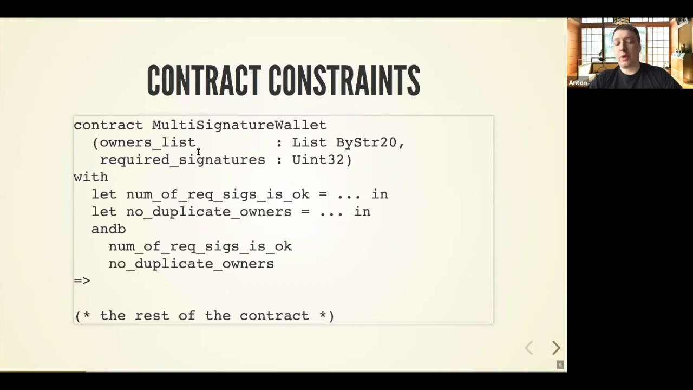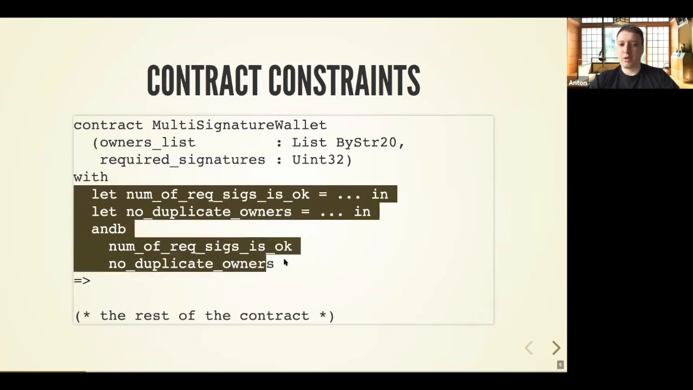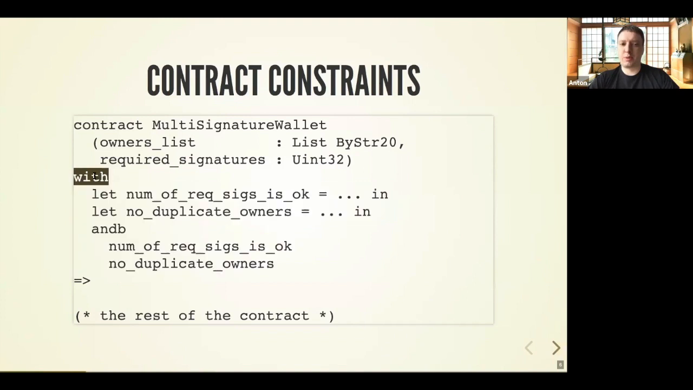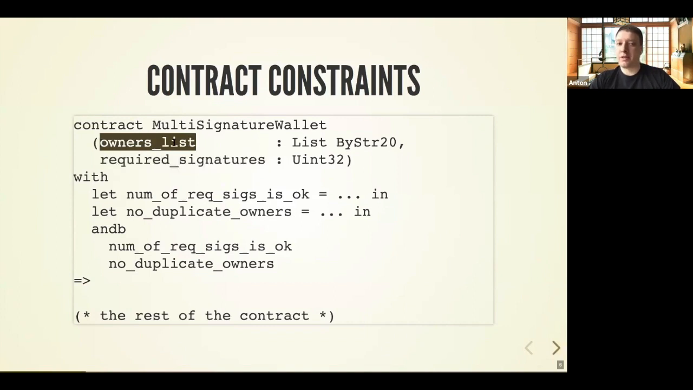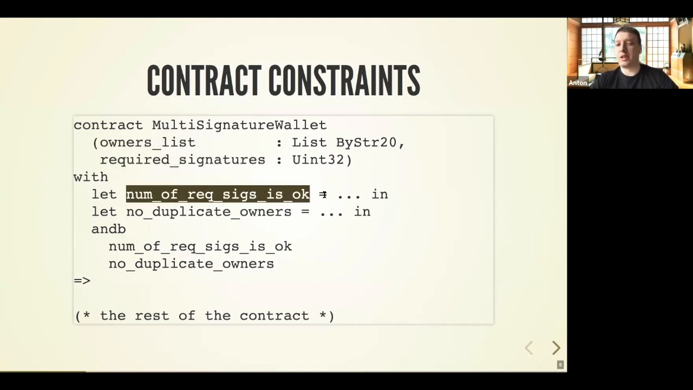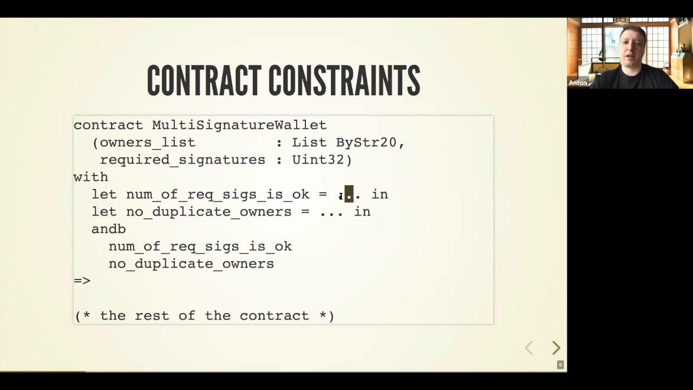To circumvent this, you can put a CIL expression over here. We have this special syntax between with and the double arrow. You put a CIL expression, which is basically a Boolean, and you say something like, okay, the number of required signatures is okay, which means it's within certain limits. For example, you definitely want the number of required signatures to be greater than 0. And you also want the same thing to be less than or equal to the length of the owner list. So that's the first one. I'm skipping the exact expression because I think you got it already, and also it wouldn't fit into the slide.